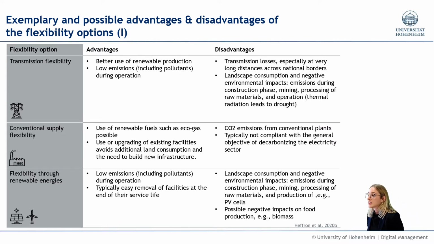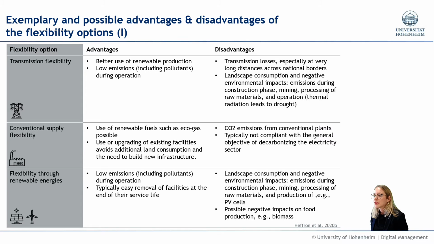The advantages are, for example, a better use of renewable production and low emissions during operation. The disadvantages include the transmission losses, especially at very long distances across national borders. In addition, landscape consumption and negative environmental impacts are, for example, emissions during construction, mining, feedstock processing, and operations such as thermal radiation leading to drought.